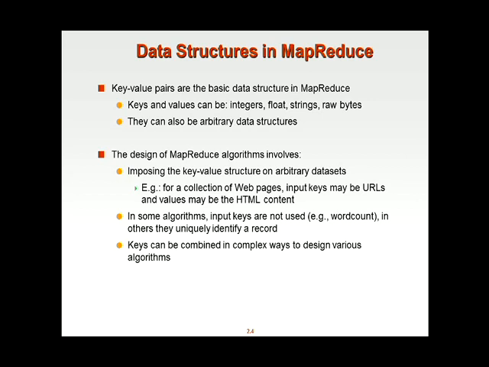In some algorithms, the input keys are not used. For example, we will see the word count example. Actually, the input key is not used in the algorithm. But anyway, you need to follow this data structure. You need to make the input in the format of keys and values. The keys and values will be read into mappers automatically by MapReduce for later processing. And the keys will be combined in complex ways to design various algorithms.